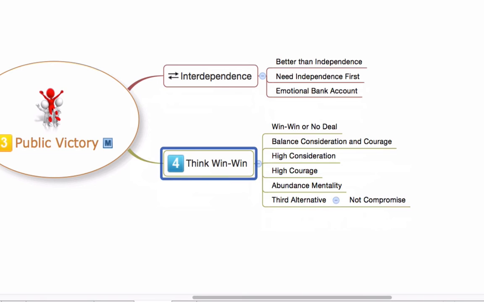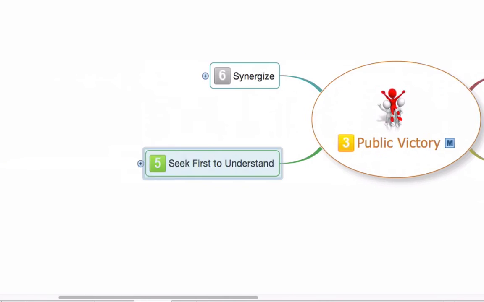And the way to do this is not to compromise. He says it's a better solution than meeting you halfway. It is actually thinking of a third alternative that is better than either one of us proposed. That is the think win-win habit.